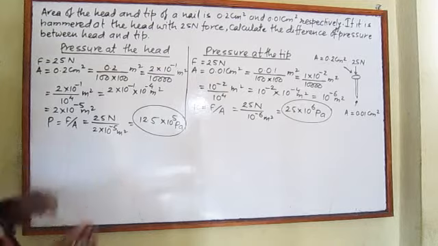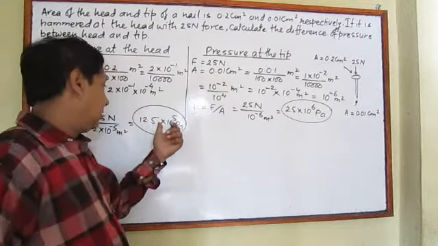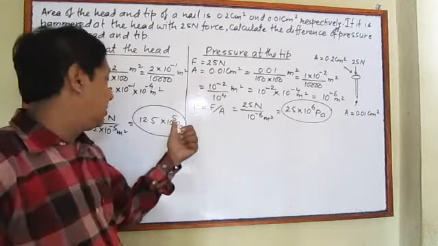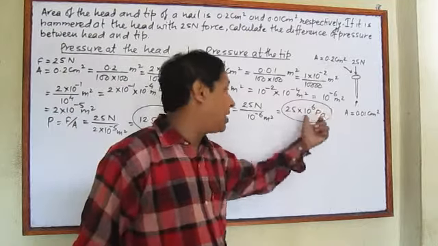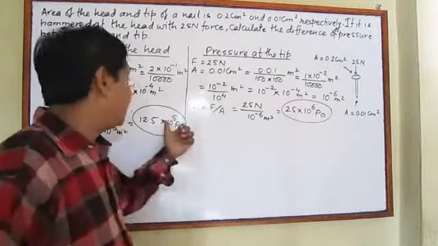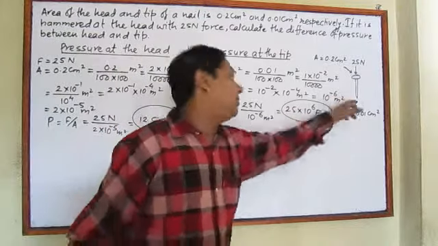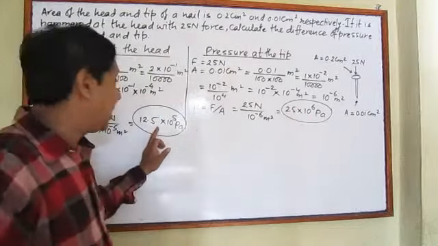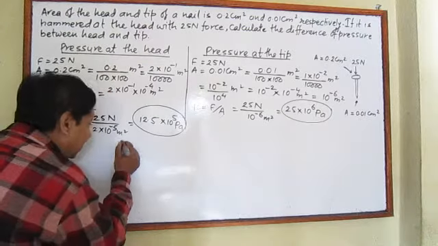Now I want to find out the difference. But before going to the difference, which quantity is bigger? This value has 10 to the power 5 and this one has 10 to the power 6. It means one has six zeros and the other has five zeros. This one is bigger than this. So pressure at the tip is higher than that of the head. So now let's calculate the difference of pressure.